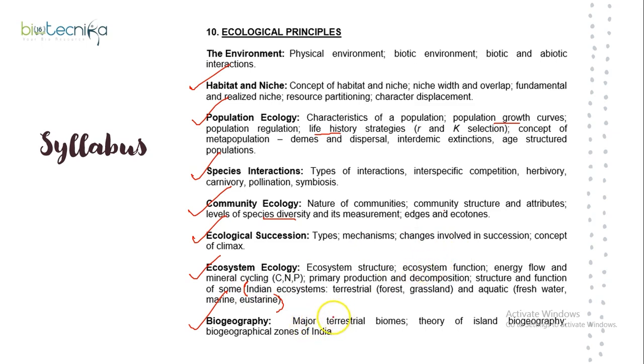Biogeography is very, very important. This part is something that you need to memorize, okay. There is a chart of major terrestrial biomes and its characteristics, and the theory of island biogeography. This part is all about concept, okay. And the biogeographical zones of India, this is something again that you need to memorize. So these are the very important topics. Do not miss out on these topics.